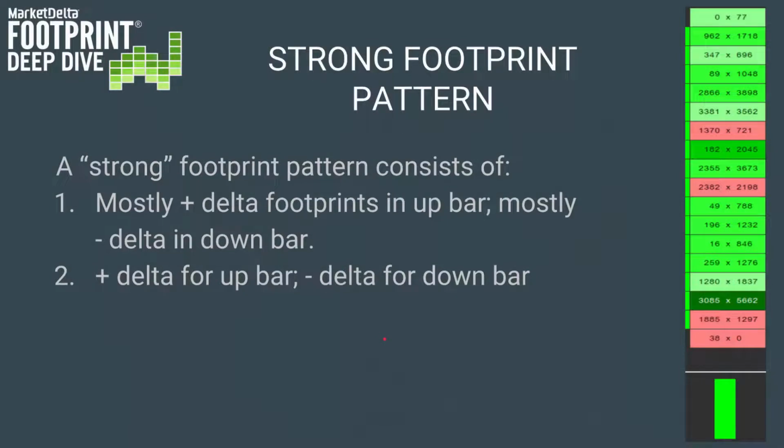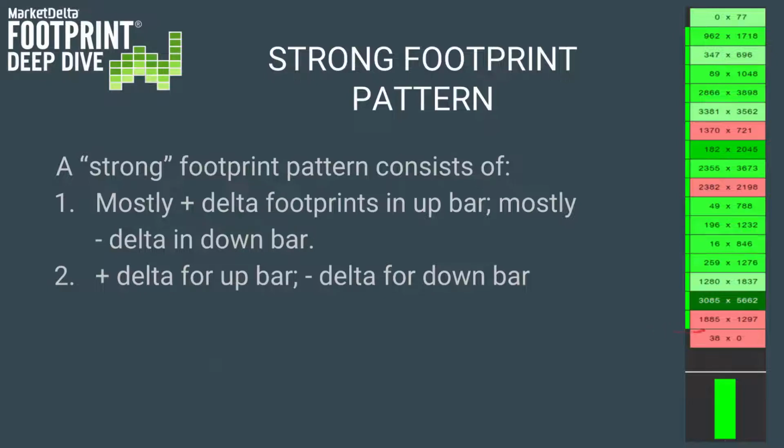All right, so now we're going to take that same concept and move into a footprint. What does this pattern look like on a footprint? Well, a strong footprint pattern consists of mostly positive delta footprints in an up bar and mostly negative delta in a down bar. So what we look at here would be a strong up bar, and you may say, well, why do you say that, or how do you know?